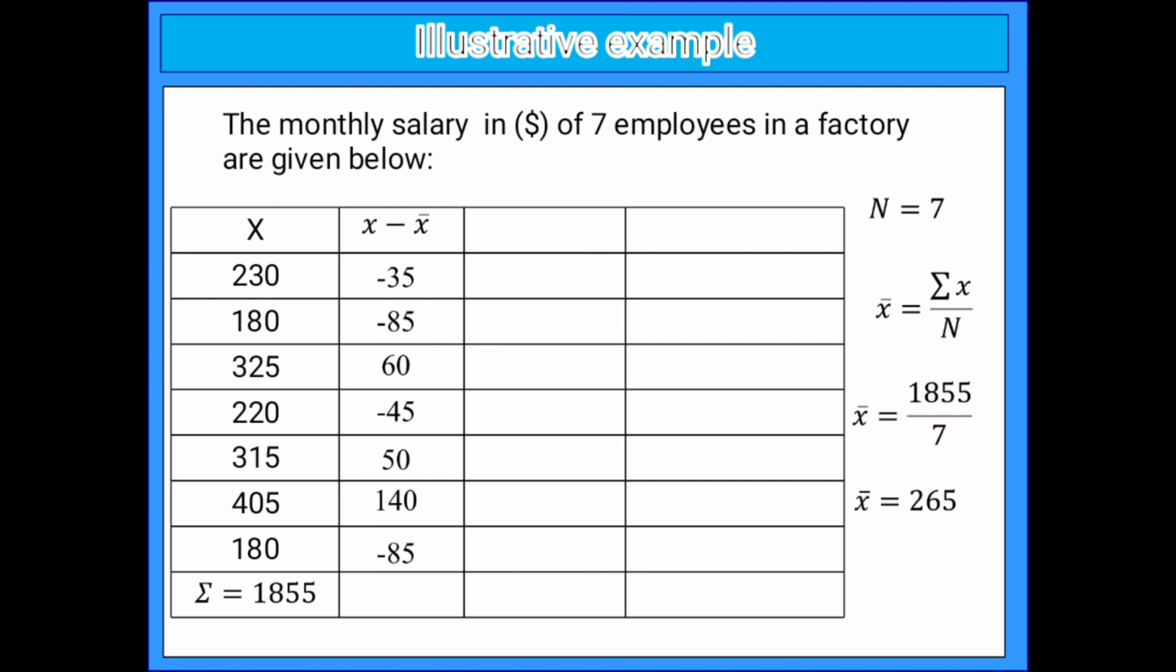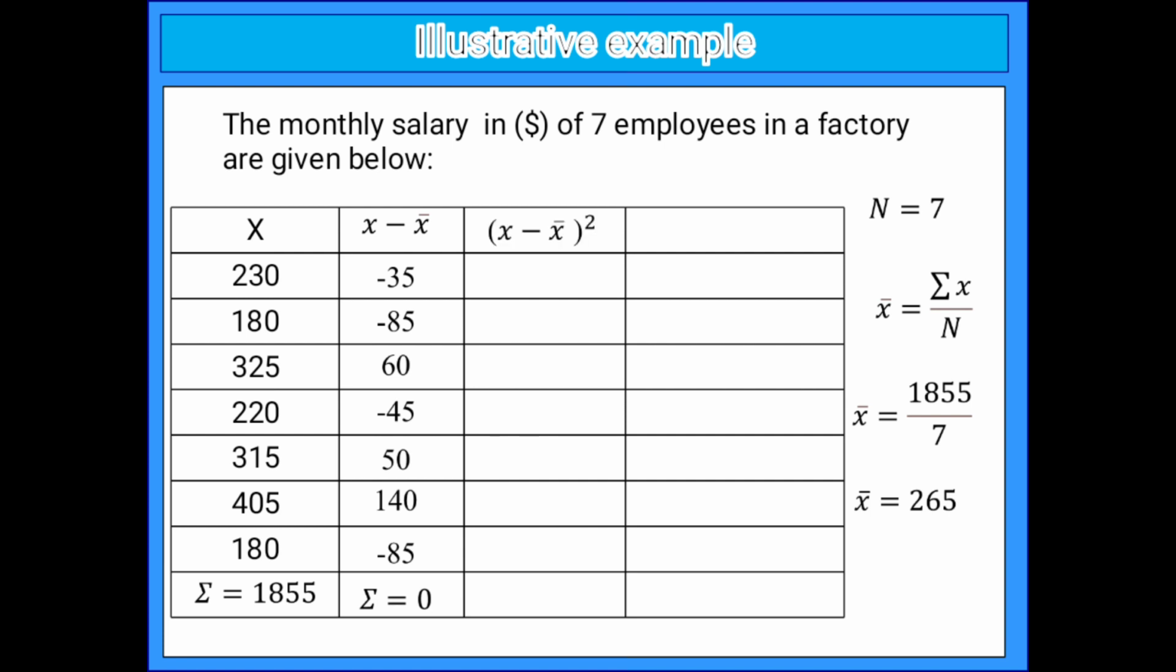And on this part, of course, the second column, as I mentioned, the clue here is when you are getting the summation of all these differences between each of the data in the set and the mean, you should be getting 0. So if you get 0, it means that you got the right differences here.